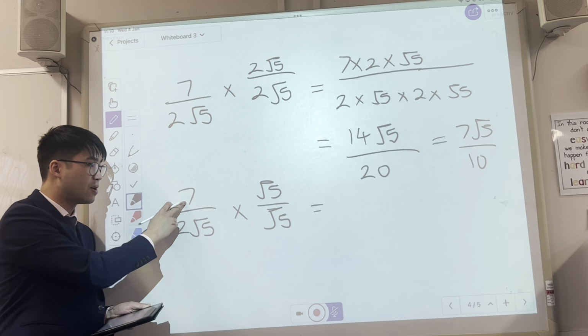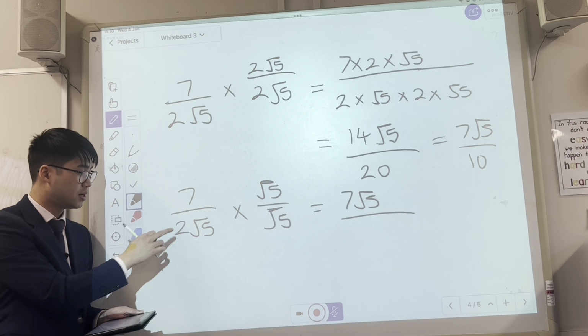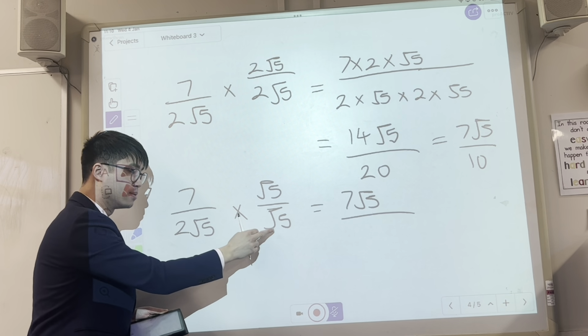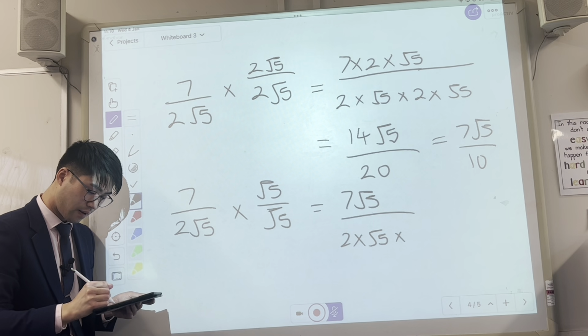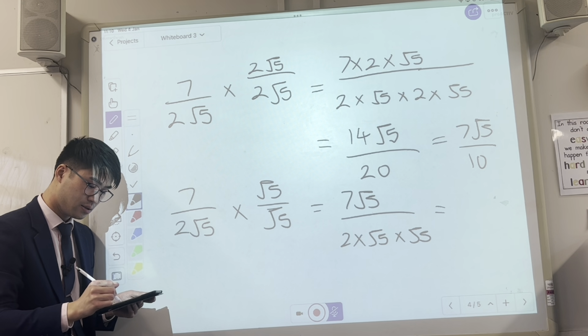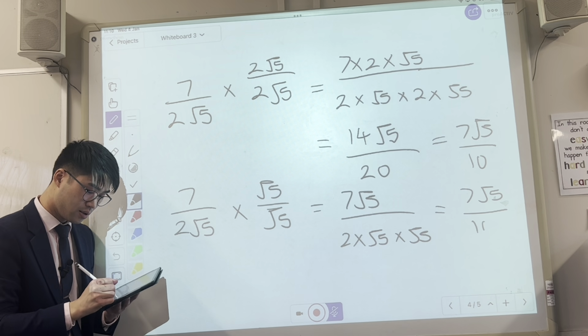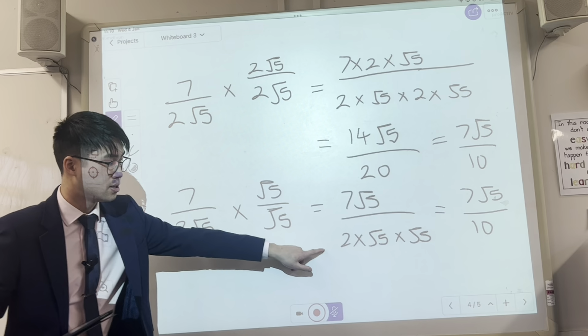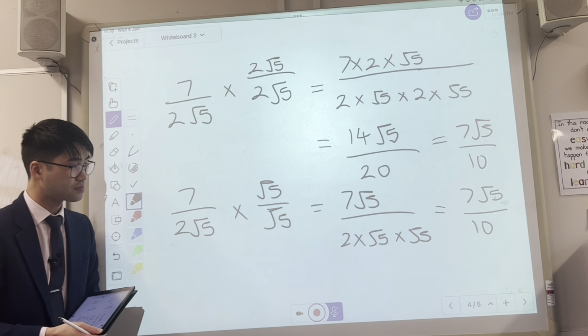So 7 times root 5 will give me 7 root 5. And then 2 times root 5 times root 5 is going to be 10. And we know that's 10 because our previous example is also 10. So 2, root 5 and root 5 is 5, so 2 times 5 is 10.